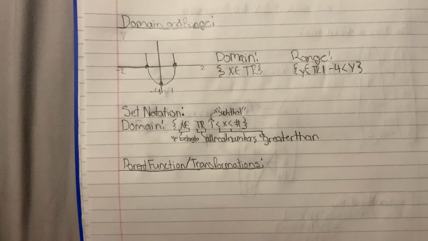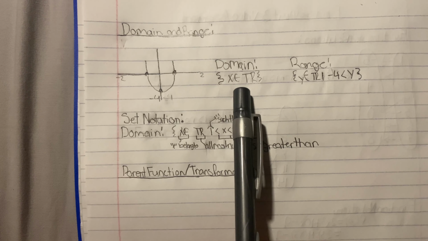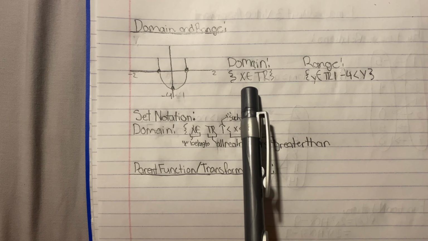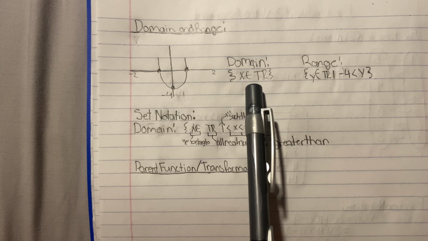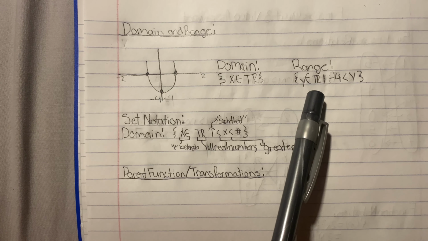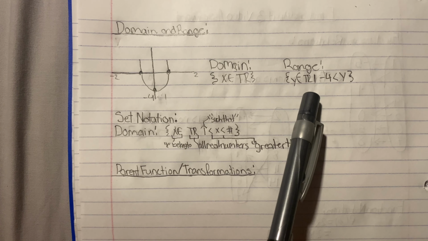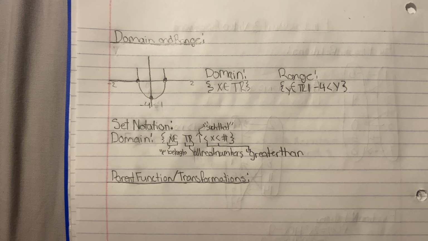The domain and range of this graph would be x belongs to all real numbers, and y belongs to all real numbers such that negative 4 is less than y.